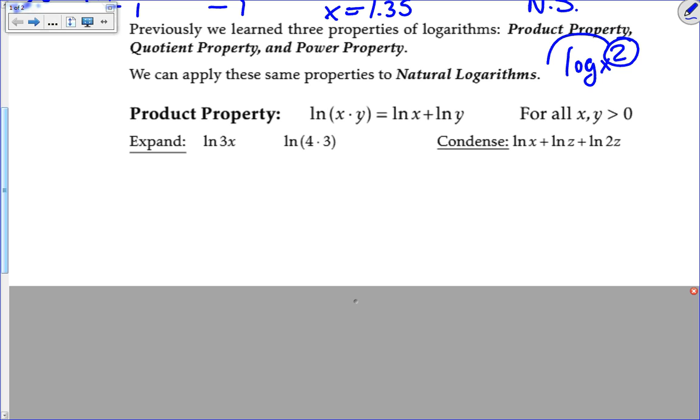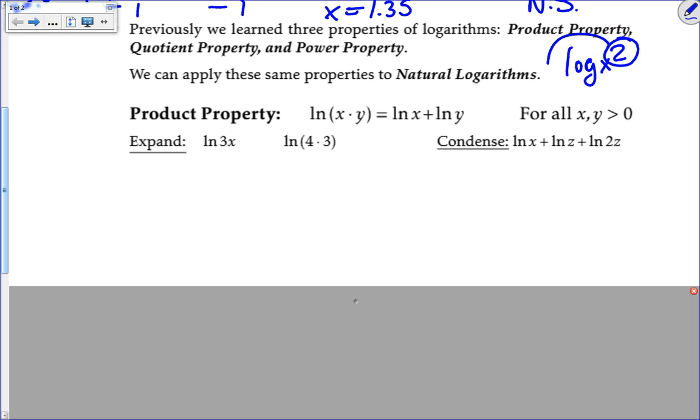So we got our product property. It says that we have the natural log of two numbers, x and y, being multiplied together. We can just take the ln of x and then add to it the ln of y. All right? And then we can go the other way too. If we have ln of x plus ln of y, we can rewrite that into one natural log of x times y. Okay, so we can go both ways.